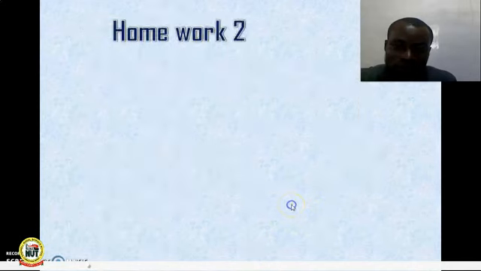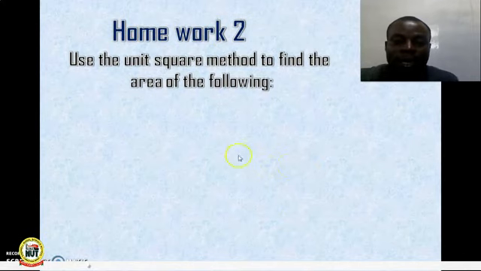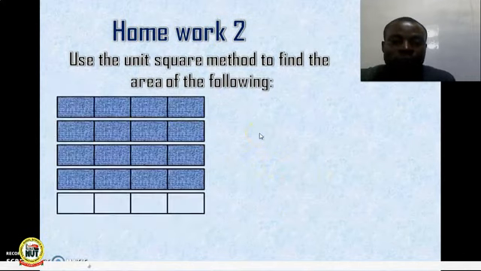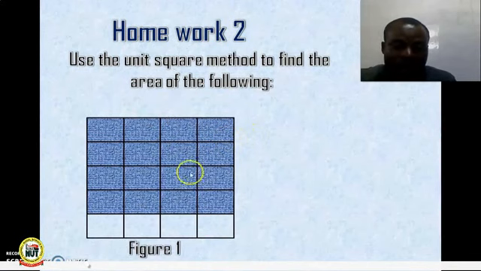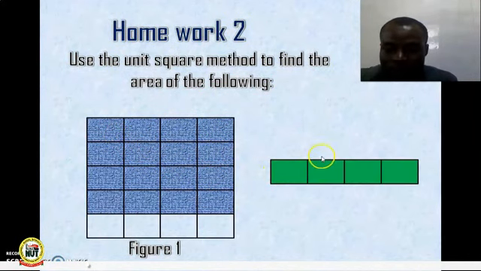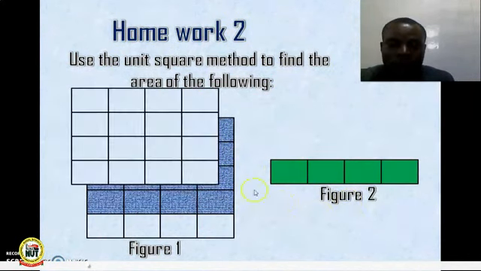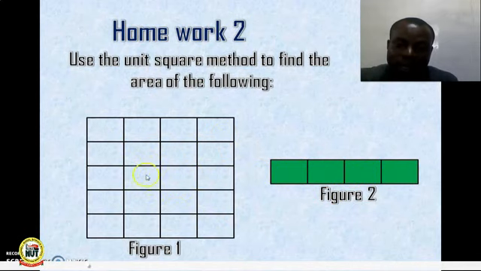Homework number 2. That one too is very simple. Use the unit square method to find the area of the following. This is the one you are going to find. This is figure 1 and this is figure 2. So you are going to find the area of this. I guess you know how to use the unit square to find the area.